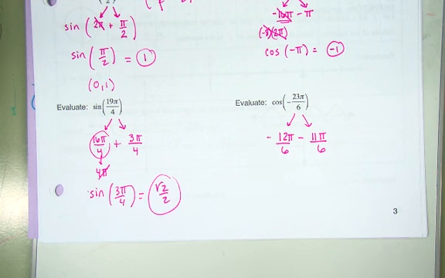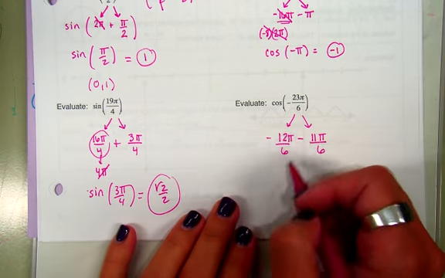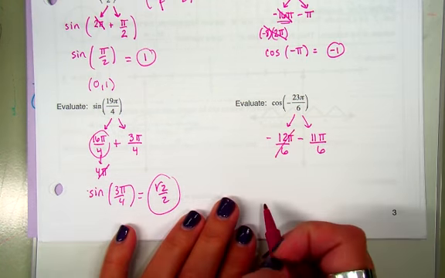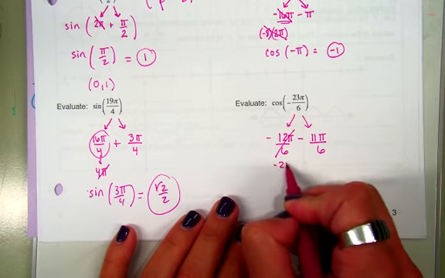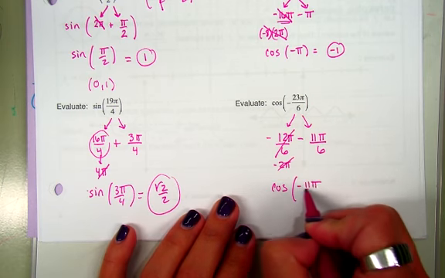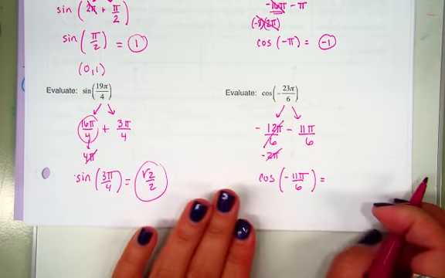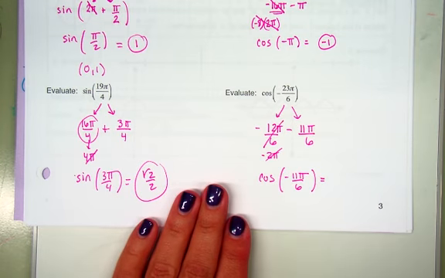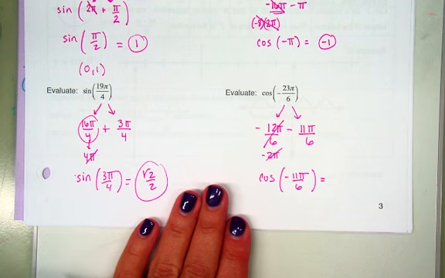Negative 24 pi plus 1 pi would give you negative 23. No? Yes? Too much? Okay. So this is my multiple of 2 pi, so it's gone. It is actually negative 2 pi, right? And then I would just evaluate the cosine of negative 11 pi over 6, which we know is root 3 over 2. Positive? Yeah, we're in quadrant 1, right?